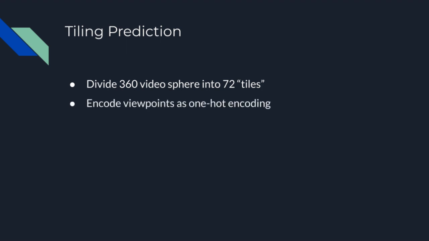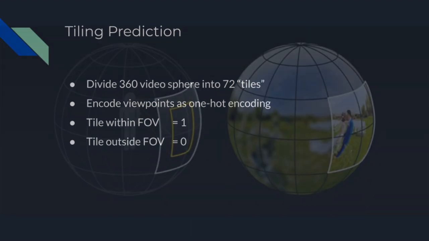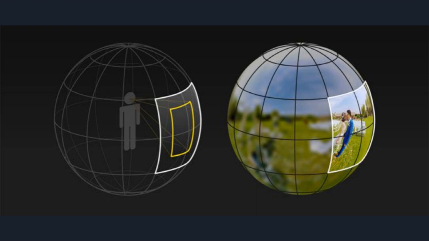Each tile is then one-hot encoded relative to the field of view. One-hot encoding in this case means that tiles within the FOV are assigned a 1 and tiles outside the FOV are assigned a 0. For a good visualization, I'll refer back to this figure. So again, tiles within the field of view are assigned a 1 and tiles outside are assigned a 0. Now, there's not 72 tiles here and they're not of equal size either, but it's a good visual for this method.